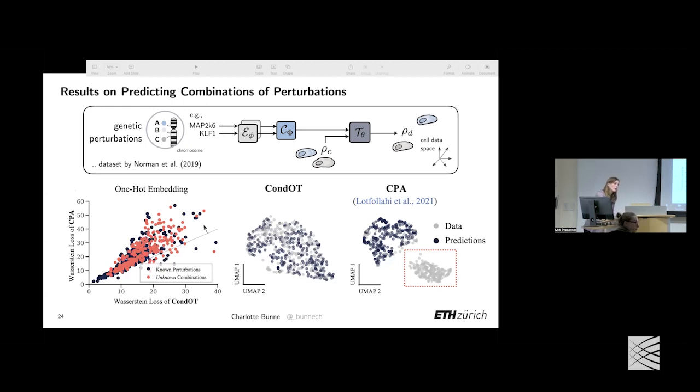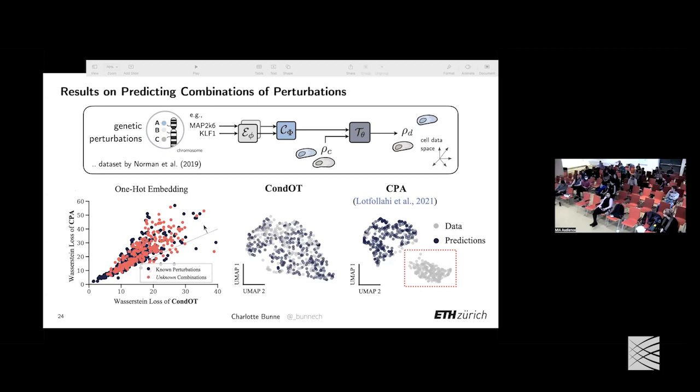Question: is there something about the subpopulations that CPA leaves out? Do they look less perturbed, or do they just happen to be less close to the mean and then kind of get ignored? Yeah, I don't know.